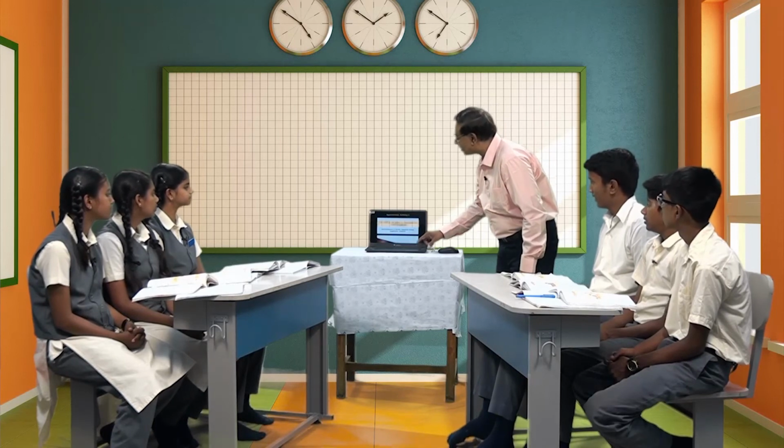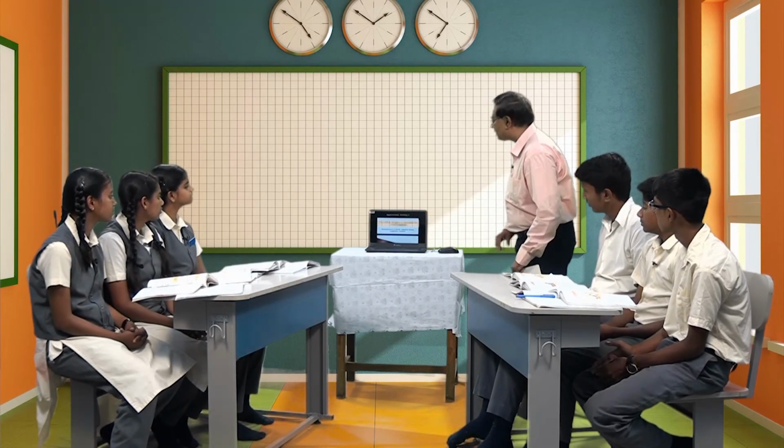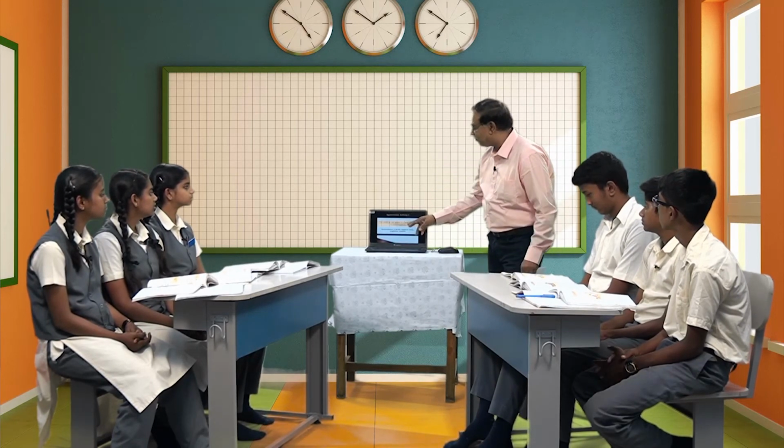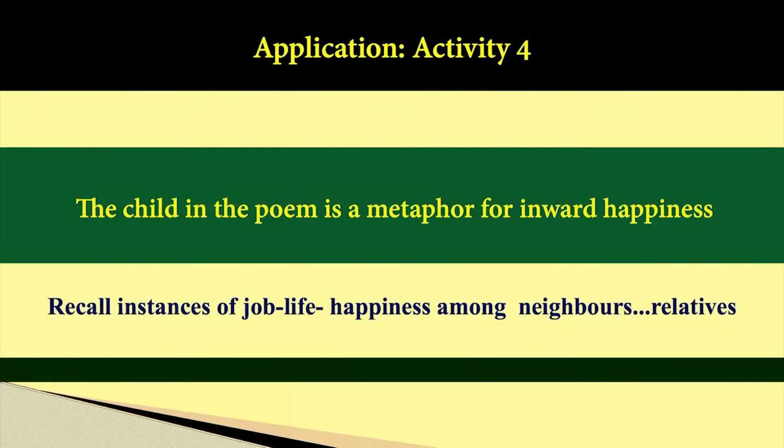Good. Now let us go to the next part. See, the child in the poem is a metaphor. You know what a metaphor is? Sometimes you might say someone who is very courageous is like a lion. That's a simile, using like. But suppose you say he is a lion, that is a metaphor. Similarly, the child here refers to inward happiness. In the poem, the child is referring to inward happiness.